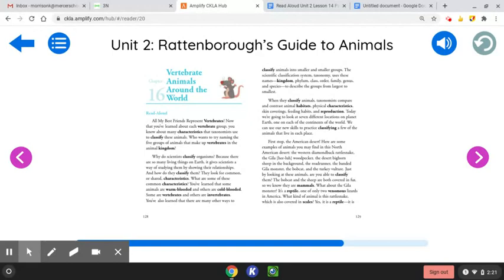The bobcat and sheep are both covered in fur, so we know they are mammals because mammals are always covered in fur, remember, or have hair. What about the Gila monster? It's a reptile, one of only 2 venomous lizards in America. What kind of animal is this rattlesnake, which is also covered in scales? Yes, it is a reptile. It is venomous as well, and is one of the few reptiles that gives birth to live young.